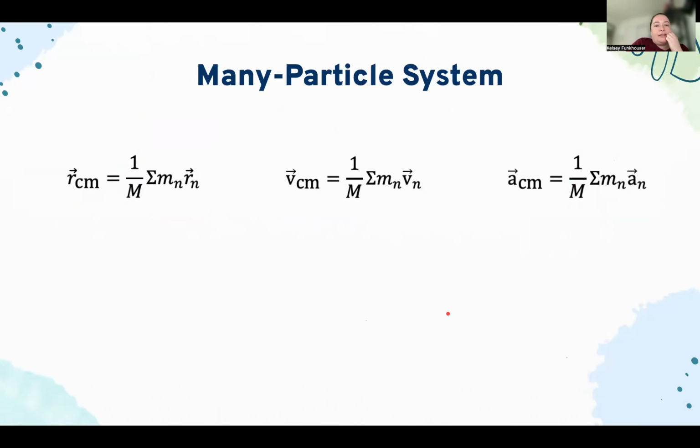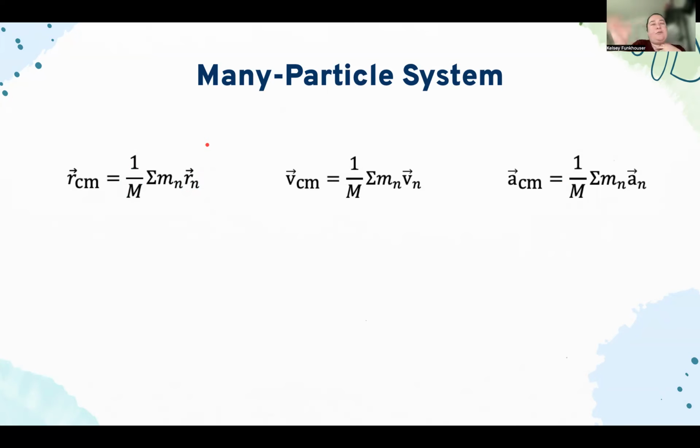We see the same relationship for what we call a many particle system, or just a system of a bunch of particles. We start with the position given by 1 divided by the capital M, which is just the sum of all of the masses, like I said, many particles, so a bunch of different masses. So the position is given by 1 divided by the total mass in the system, times the sum of the mass of each object times its position. And then we get the same relationship for both velocity and acceleration.